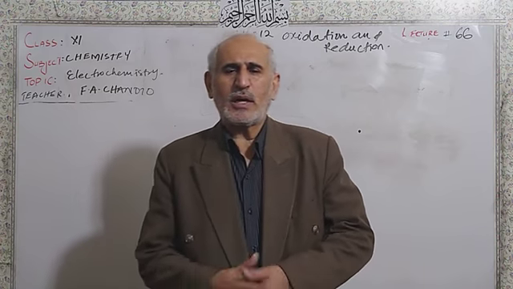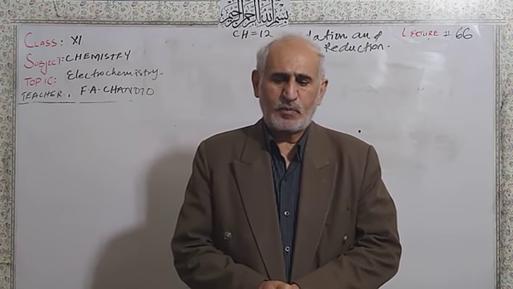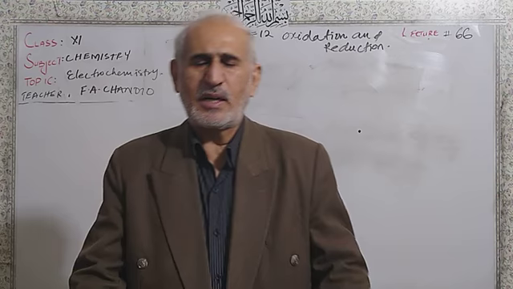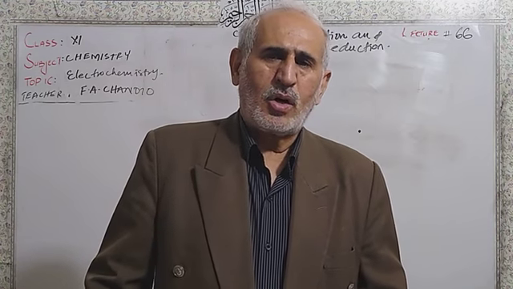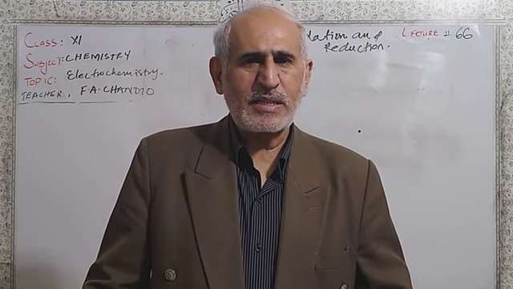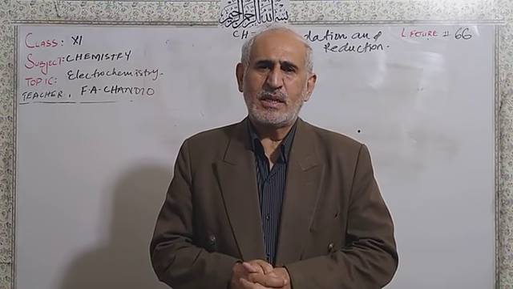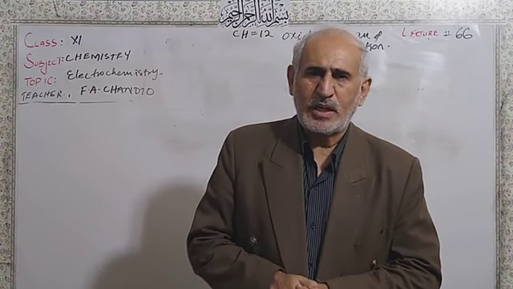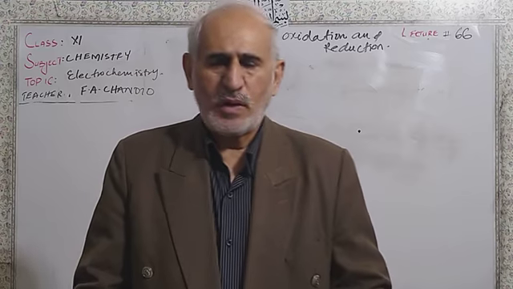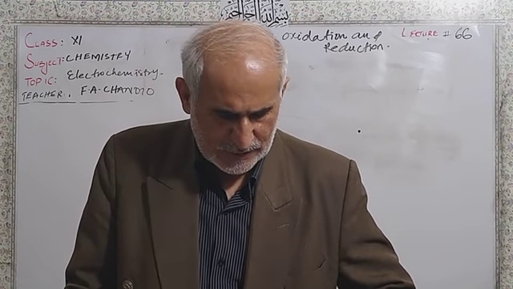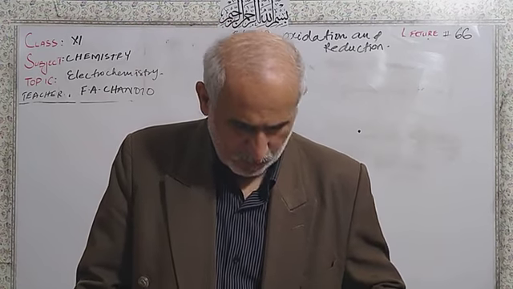Another one is called a galvanic cell or voltaic cell. In these cells, the redox reactions are spontaneous and chemical energy changes into electrical energy, like a cell we buy from the market. In both kinds of cells, the oxidation-reduction process is involved. That's why we start with oxidation and reduction.